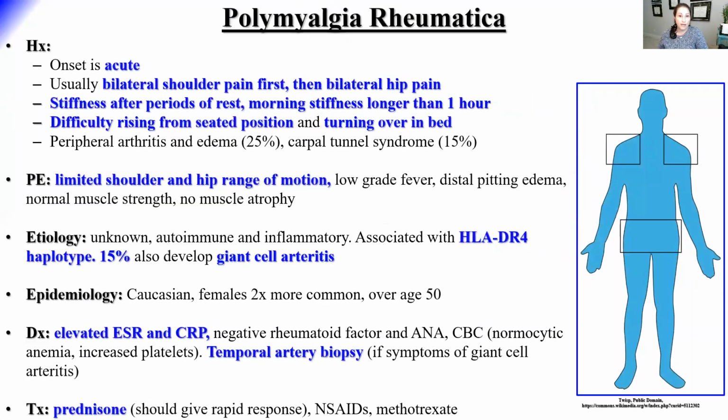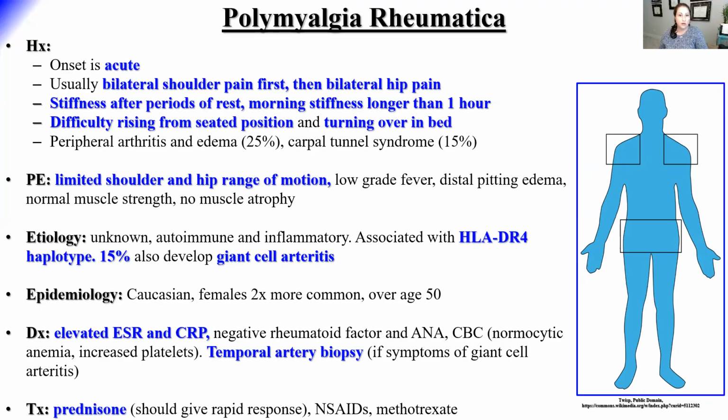Let's start out with polymyalgia rheumatica. This is going to be an acute onset of shoulder and hip pain that causes a lot of stiffness in this patient. So stiffness after periods of rest, stiffness lasting longer than an hour in the morning, difficulty arising from a seated position and turning over in bed. On physical exam, you'll see that this patient has severely limited range of motion in both the shoulder and the hip girdles. They may also have a low-grade fever, distal pitting edema, but they will have normal muscle strength and no muscle atrophy. Those are pertinent negatives.